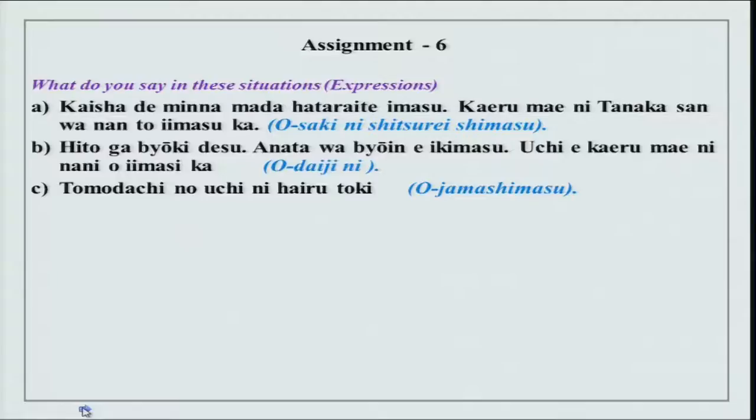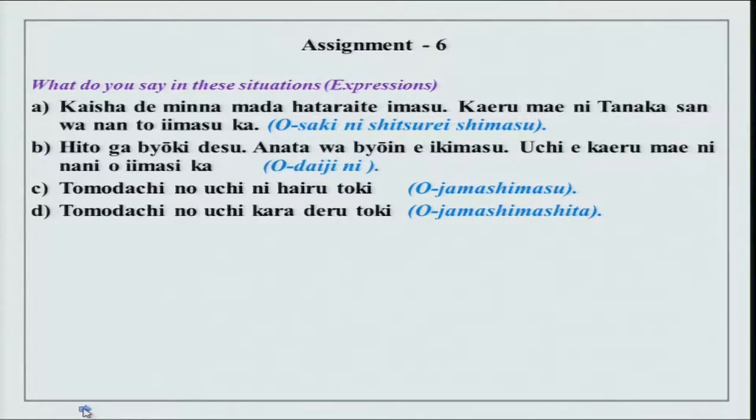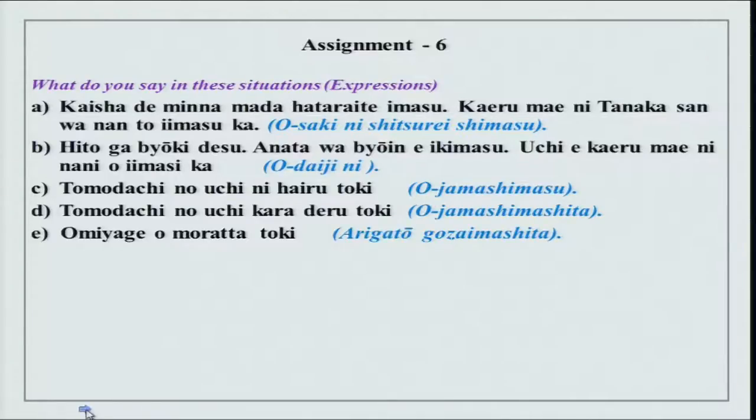Then tomodachi no uchi ni hairu toki, ojamashimasu. Ojamashimasu is I am intruding on your privacy, so please excuse me. Tomodachi no uchi kara deru toki, after you have spent some time with your friend, you want to leave, then what do you say? Ojama shimashita. Then we have omiyage o moratta toki. Omiyage is present. Arigato gozaimashita or gozaimasu.